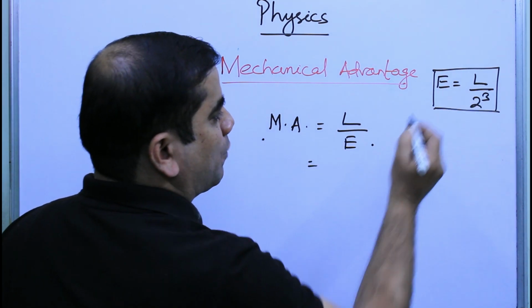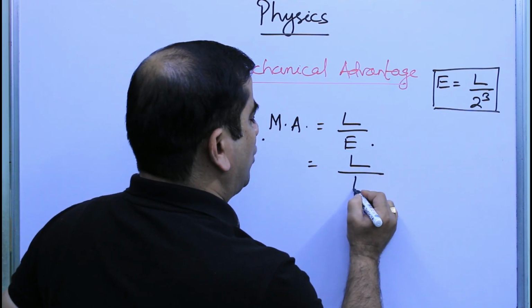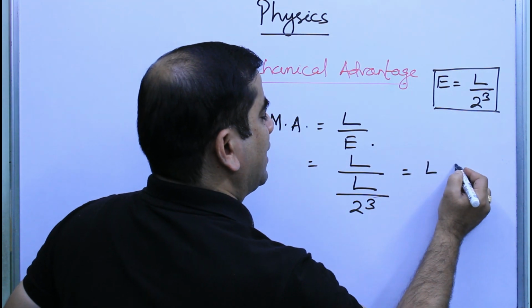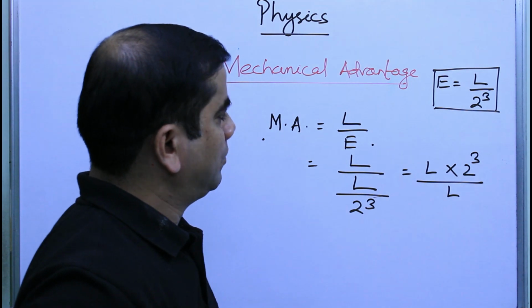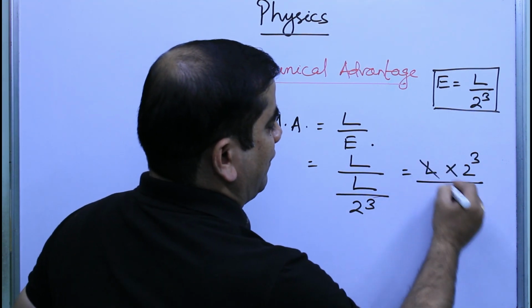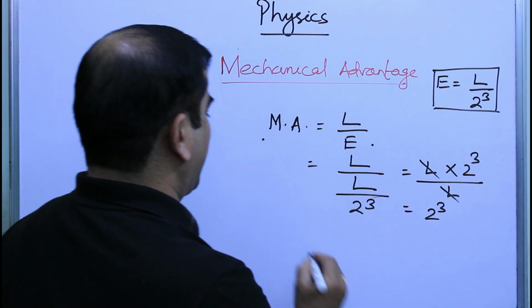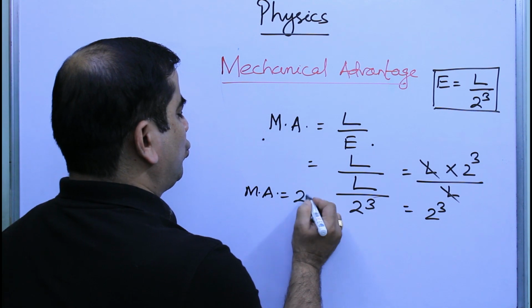What is effort over here? Let us substitute. So load divided by load by 2 cube, that is load into 2 to the power 3 whole divided by load. Okay. So if we cancel out load, we get 2 to the power 3. That means mechanical advantage is equal to 2 to the power 3.